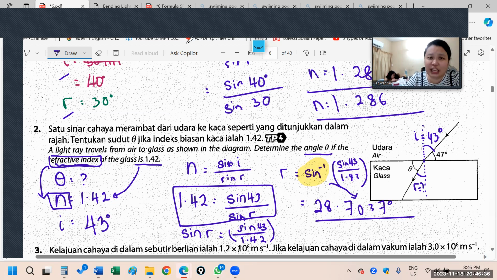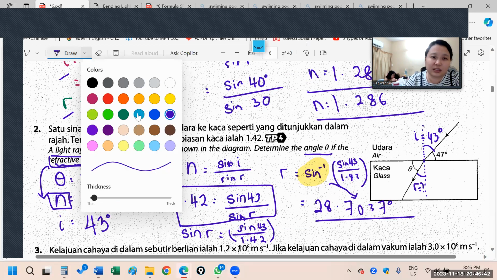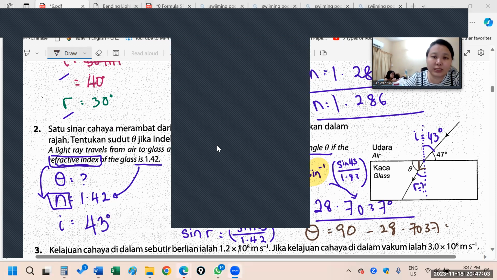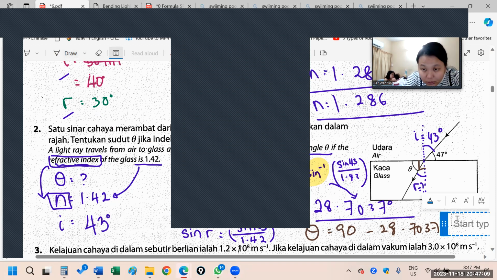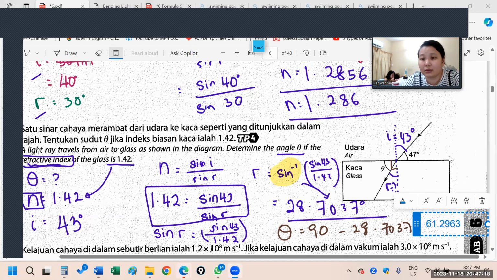Not yet. So what is our answer? Our answer is theta. Theta equals 90 degrees, because this is the normal, minus 28.7037, which is 61.262963 degrees. Okay.